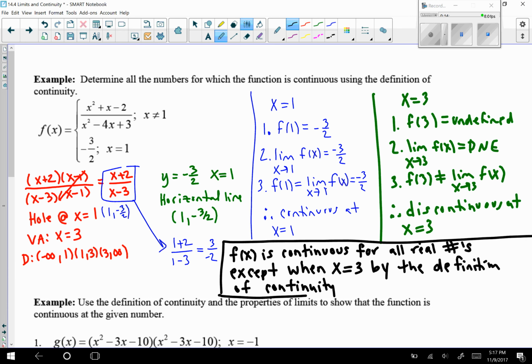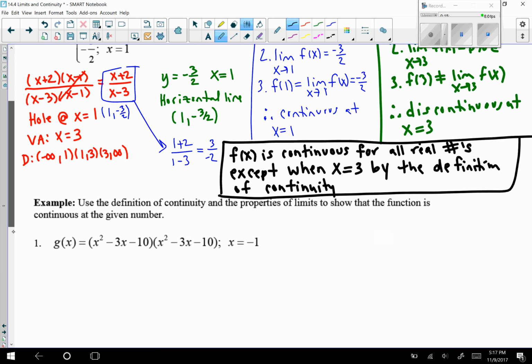And again, the reason we were able to figure that out was because it asked us to figure out for all the numbers which the function is continuous. So we wanted to look at where our graph is not defined. And again, we learned a lot about how to find the domain of a function by finding the holes and vertical asymptotes. So looking at the denominator, setting it not equal to 0, and figuring out those values.